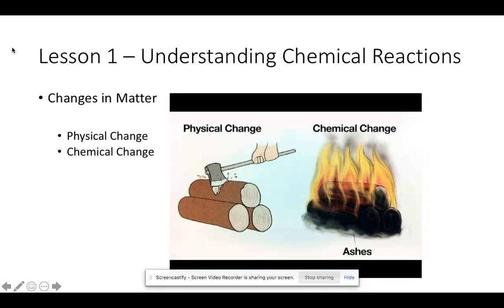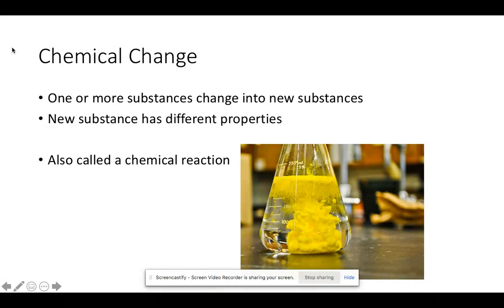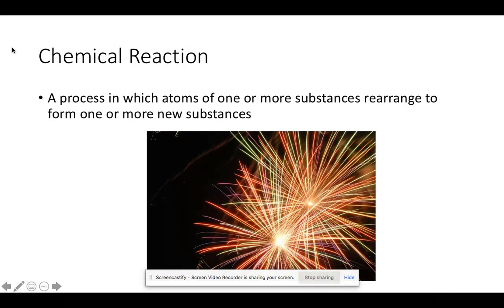And chemical reactions are changes in matter. And remember, we have a physical change and chemical changes. So a physical change, just for your reference, does not produce new substances. It is the same substance before and after the change. A chemical change is where one or more substances change into a new substance, and that new substance has different properties. We also call a chemical change a chemical reaction. The chemical reaction is a process in which atoms of one or more substances rearrange to form new substances.